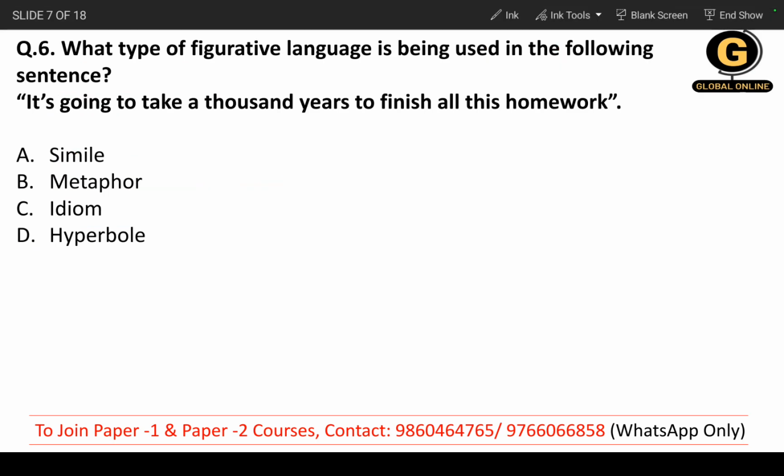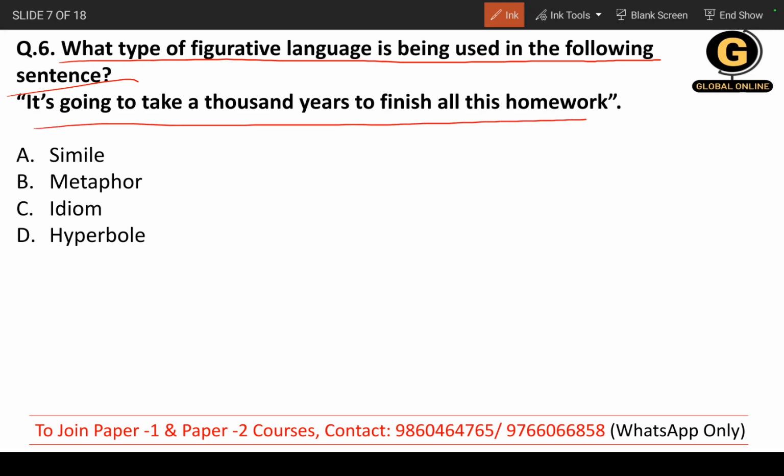Sixth question. What type of figurative language is being used in the following sentence? It's going to take 1,000 years to finish all this homework. I already told you, it's not a simile because there is no comparison with the help of like or as. There is no direct comparison between two different things either. An idiom is not a figure of speech, so that will not be the answer.